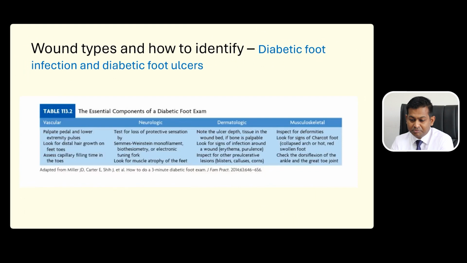So how do we do a complete diabetic foot examination? The essential components: we have to assess the vascularity, neurology, dermatology, and the musculoskeletal system.